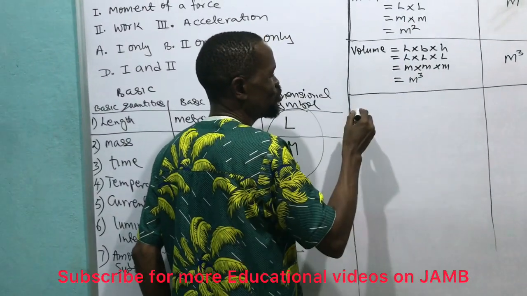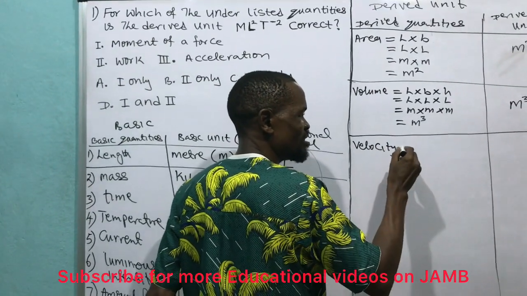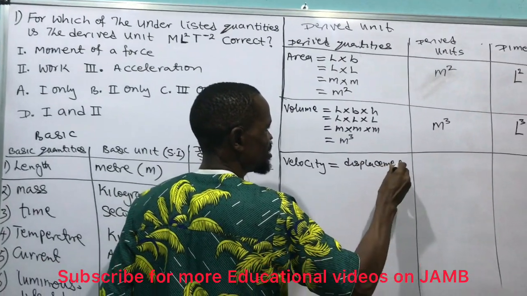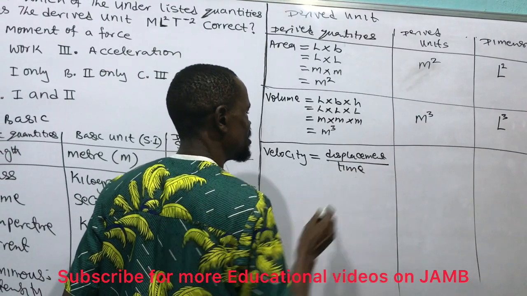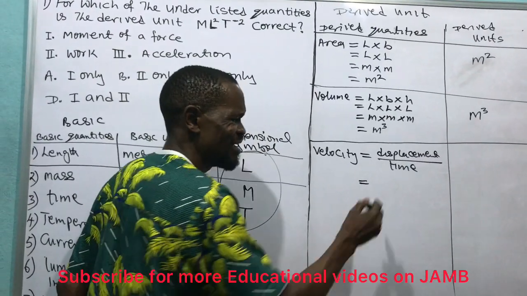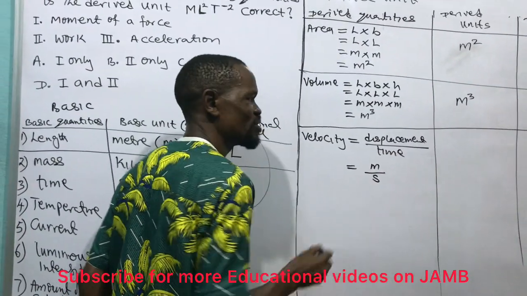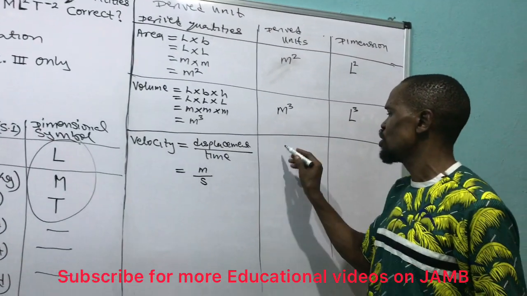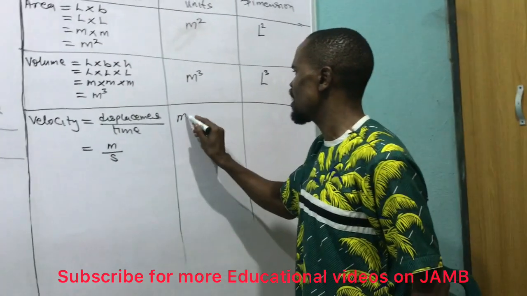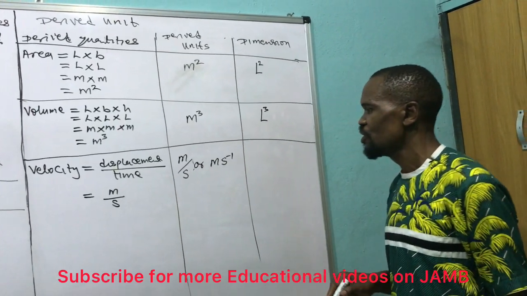Another example: velocity. Velocity is displacement over time. Displacement is the same thing as distance and is measured in meters, and time is in seconds. Therefore, the unit of velocity is meter per second, which I can write this way, meter per second.